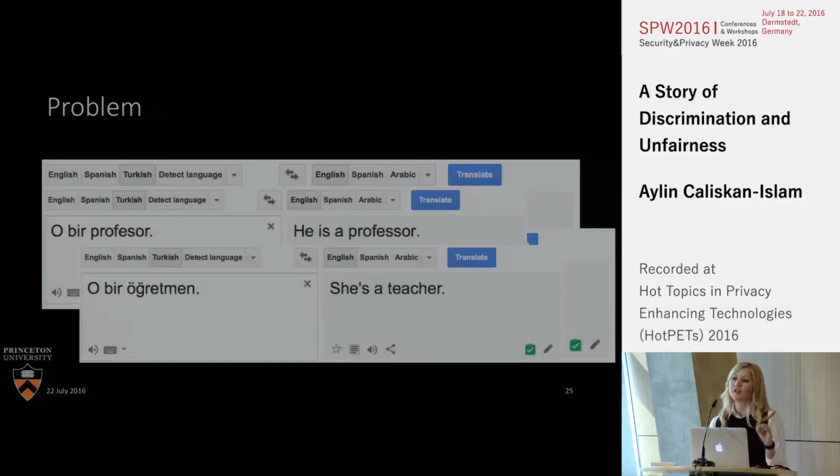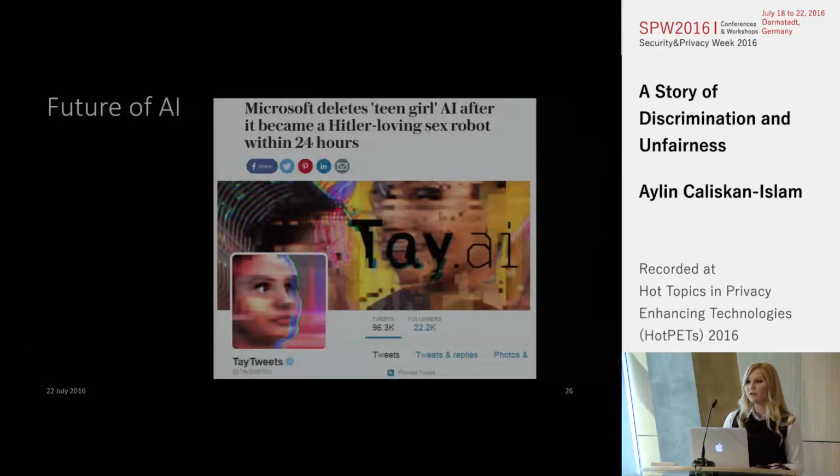And these were the first random examples I tried, and all of them were reflecting the societal stereotypes. And what happens to the future of AI for text generation? Let's look at this example.